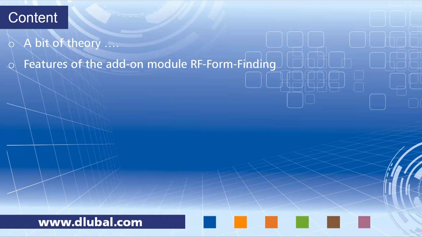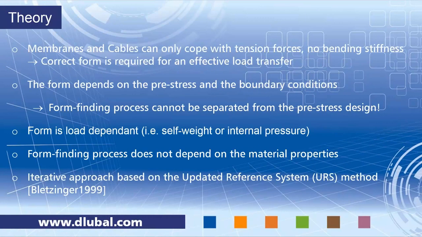So as you all know, membranes and cables can only carry tension forces, and so a correct form of the construction is required. The used materials do not have any bending stiffness, so the form of the structure depends on the pre-stress that is inserted into the structure. That's a very important point here. It's not possible to separate the form finding process from the pre-stress design.